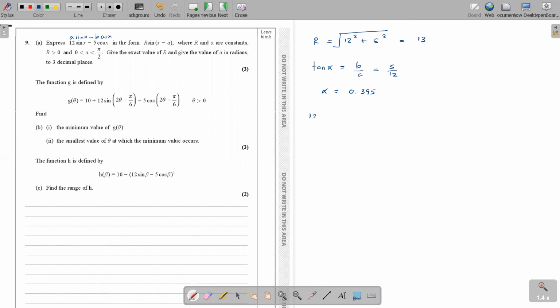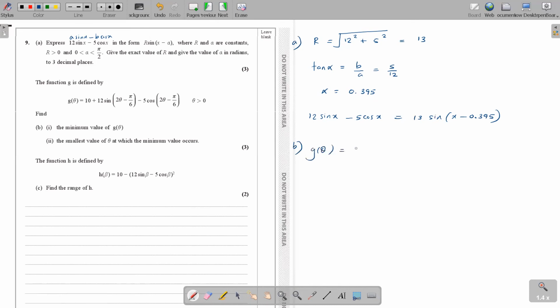So that means 12 sin x minus 5 cos x equals r, that is 13, sin(x minus alpha), with alpha 0.395. Okay, so r is 13, sin(x minus 0.395). Okay, so moving on to the next part, part B. This was part A.